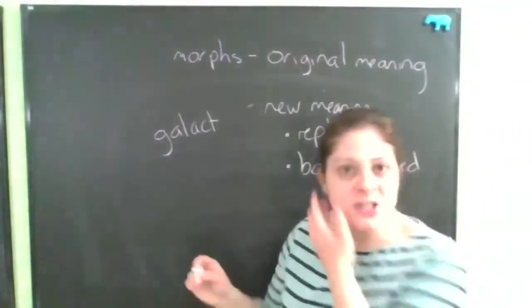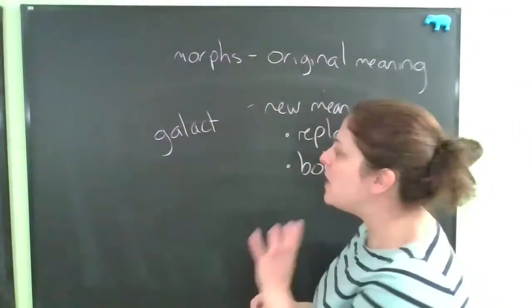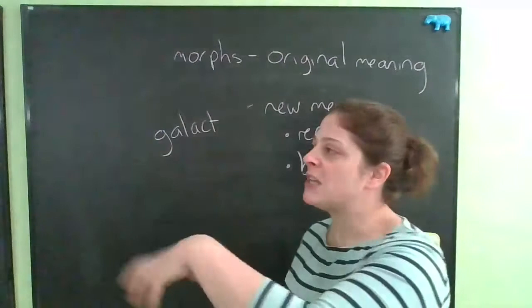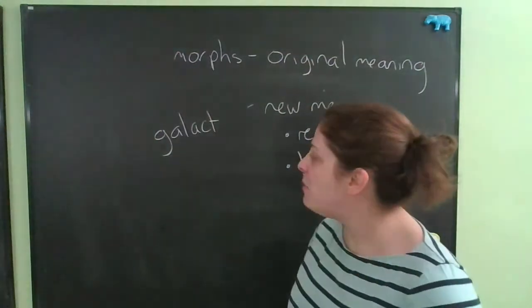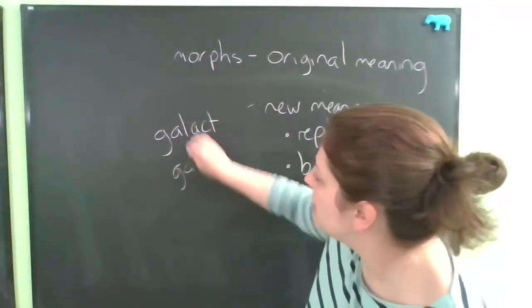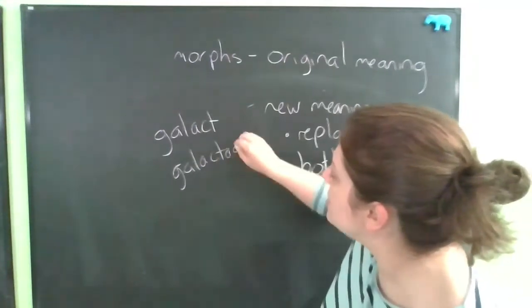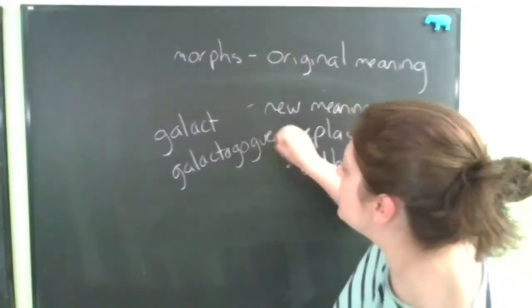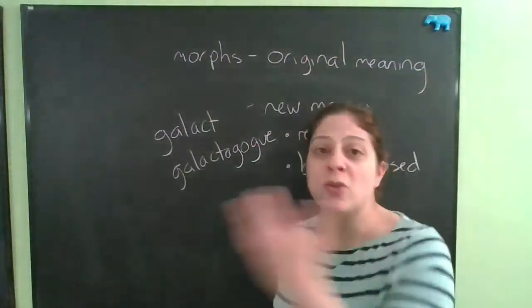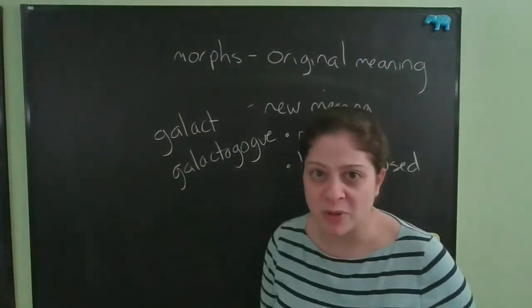And so both of these are in use in English. The meaning galaxy is more common. We see words like intergalactic, for instance, but we also occasionally see words where galact still means milk. A galactagogue, for instance, is something that is given to nursing women who need to increase their milk supply.